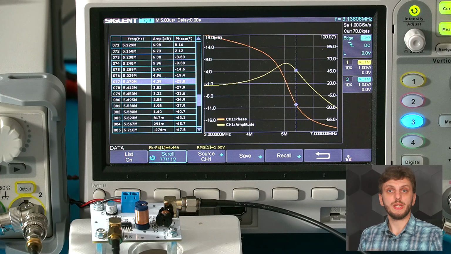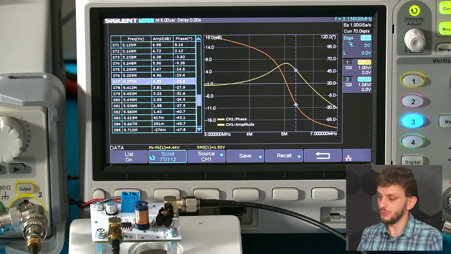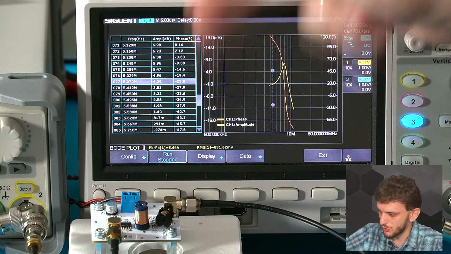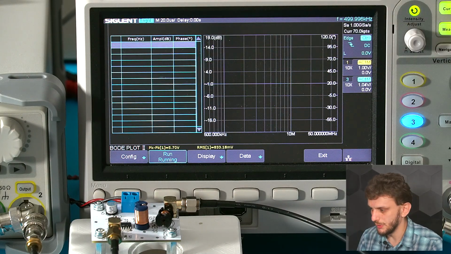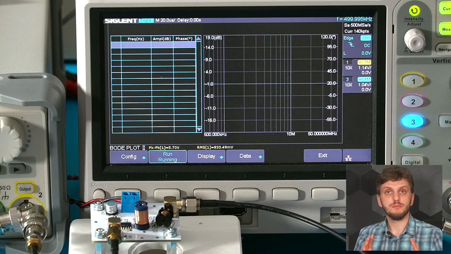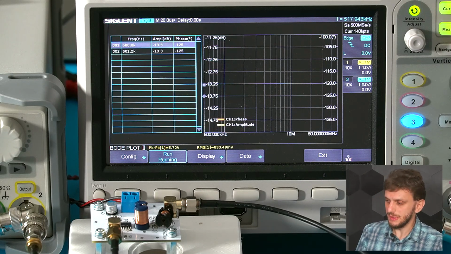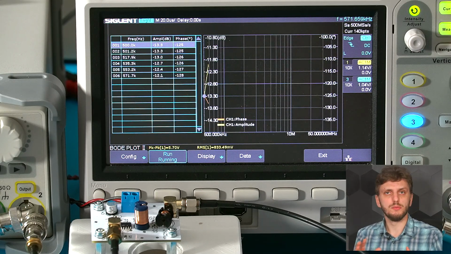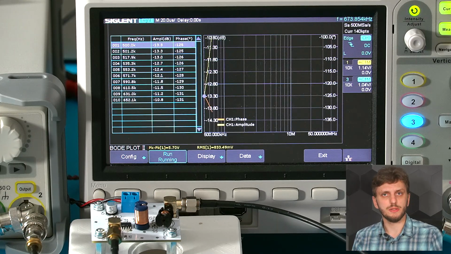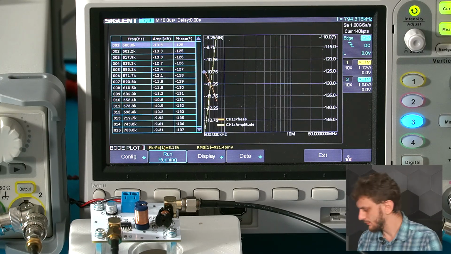But of course, we can get some more information about the response by looking at the wider frequency range. So now I set it to run from 500 kHz to 50 MHz, just to see the attenuation in higher frequencies and to make sure that there's no hidden resonance or any unwanted behaviors appearing.